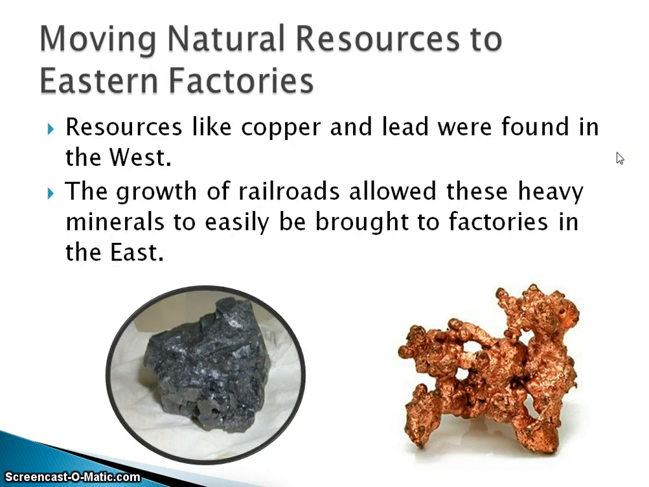The first thing that happens is we find a lot of natural resources in the West. We have stuff like copper and lead, iron ore. You learned last year about the gold rush. They found gold in the West. They also found silver. But there's no factories to make those natural resources into anything in the West. All of those factories are in the East. And because we have railroads, we can bring these materials to factories in the East quickly and cheaply.